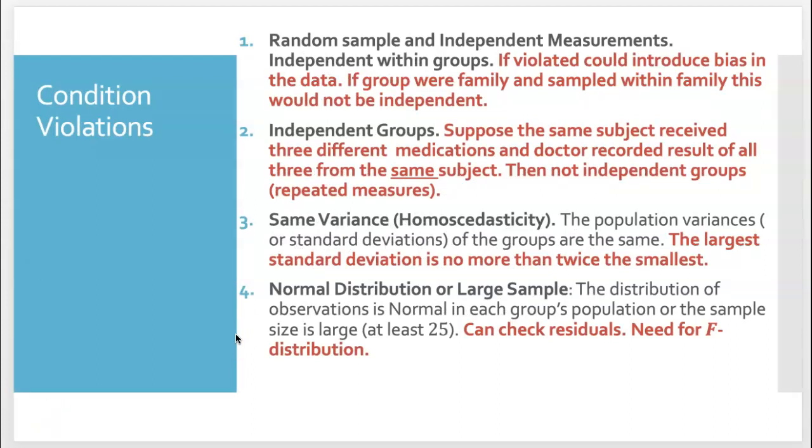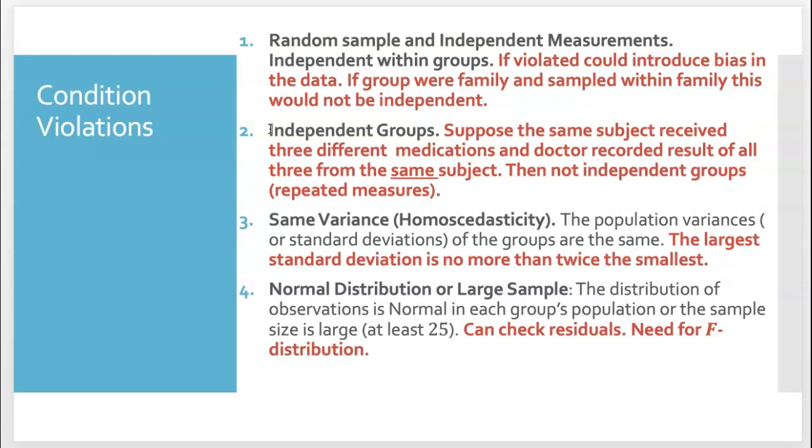Okay, so number one, probably the most important out of all four of these, and most important out of all the tests that we've seen. Of course, if it's violated, it could introduce bias into the data, right? So one thing to note is, if group were a family and we sampled within the family, this obviously would not be independent. Okay, there could be some dependency within a family. Okay, independent groups. So a violation of this would be, well, suppose the same subject received 3 different medications and the doctor recorded the result of all 3 from the same subject, right?